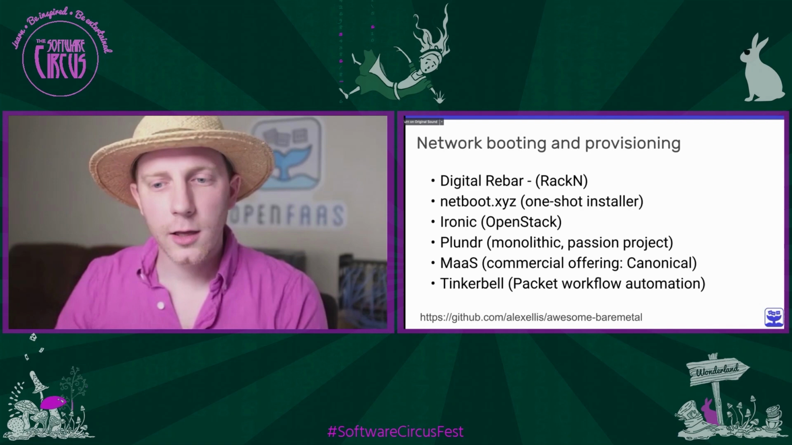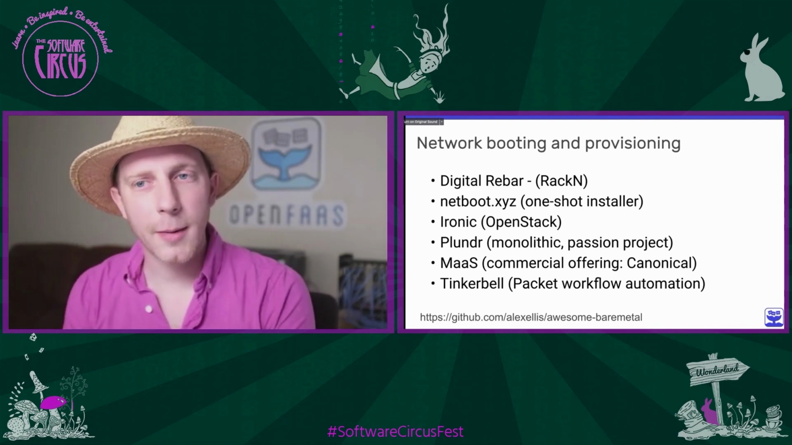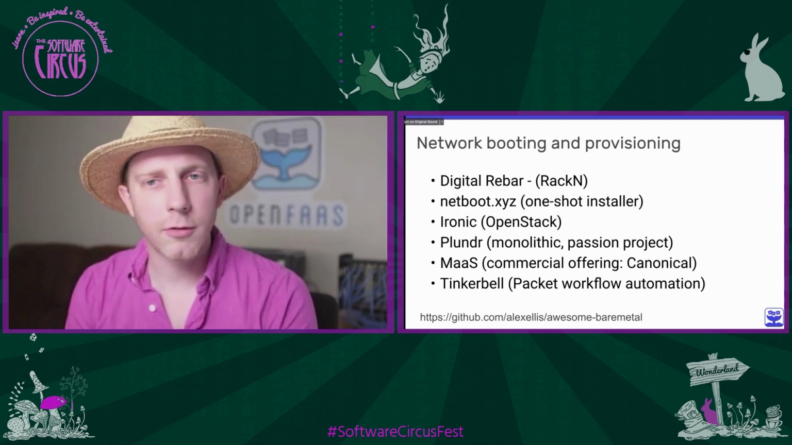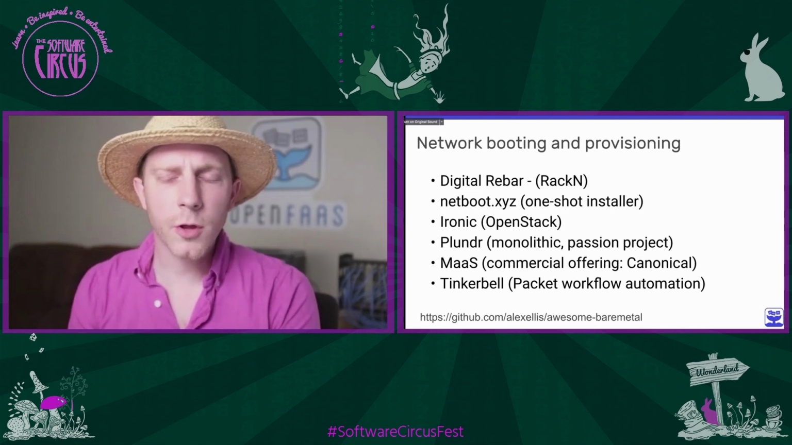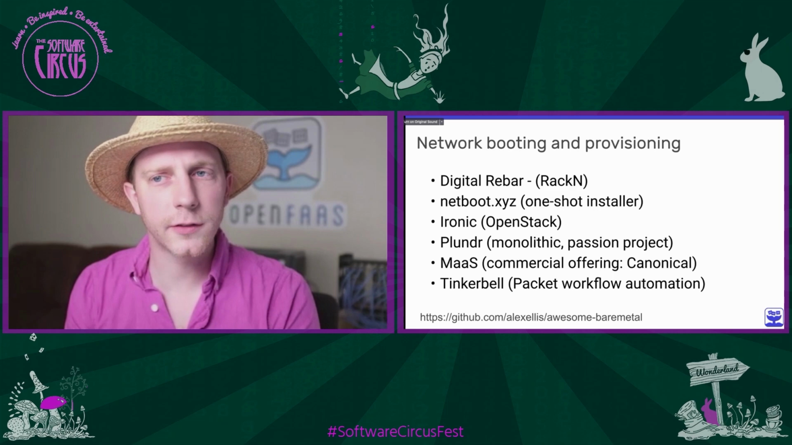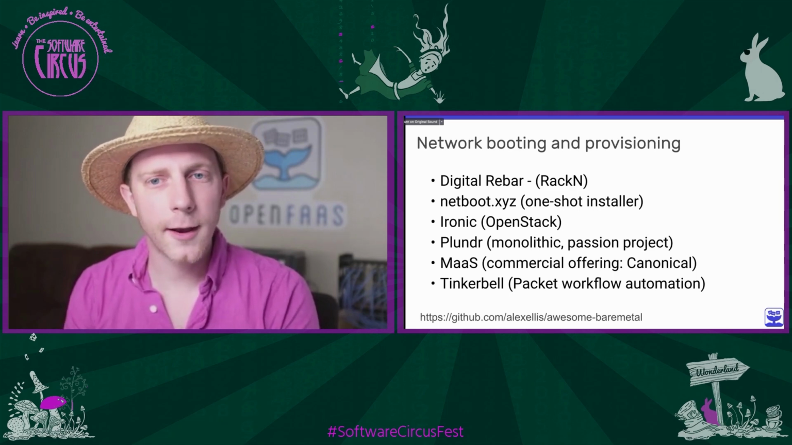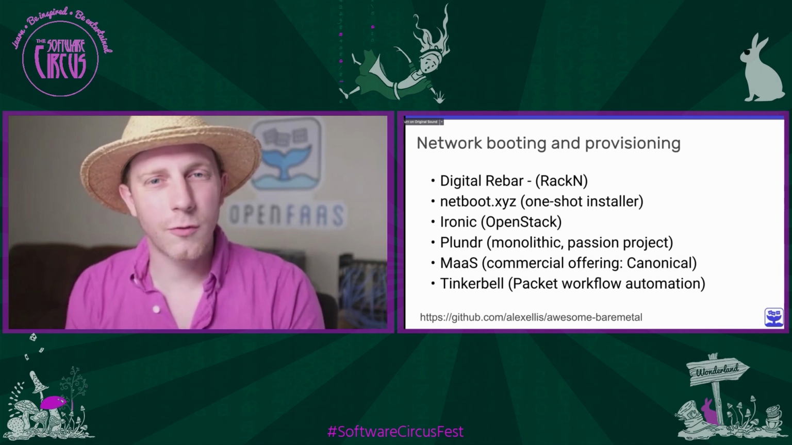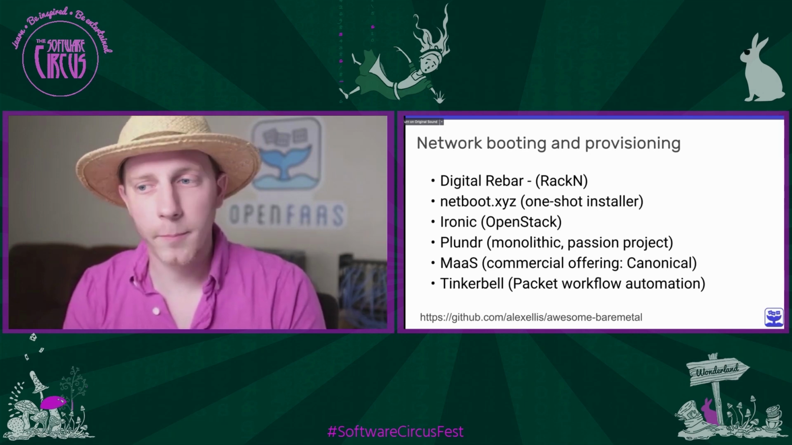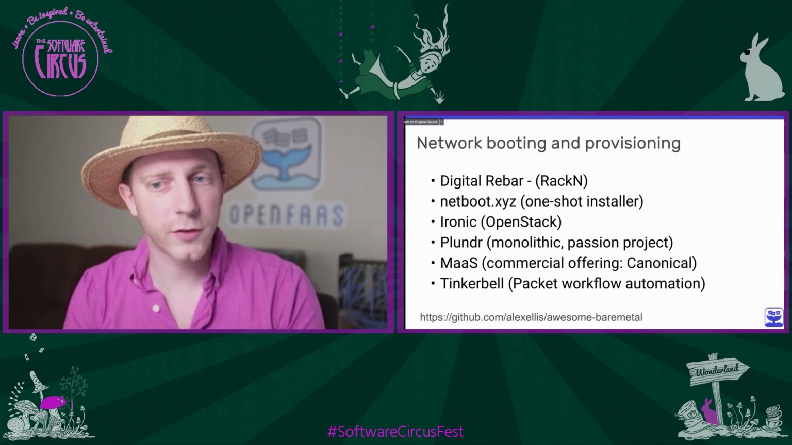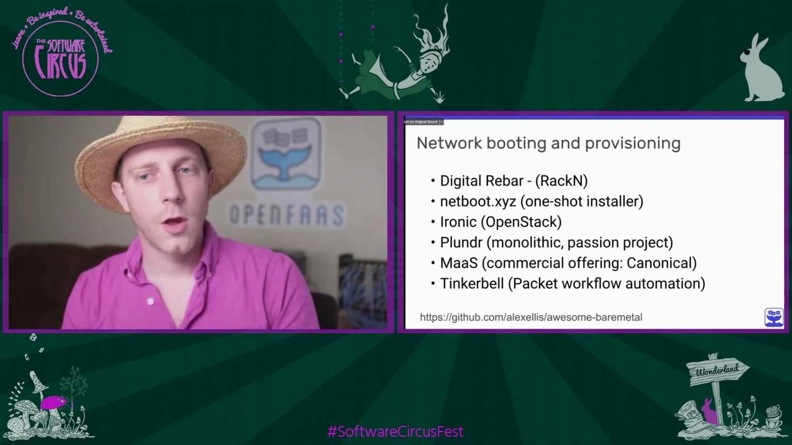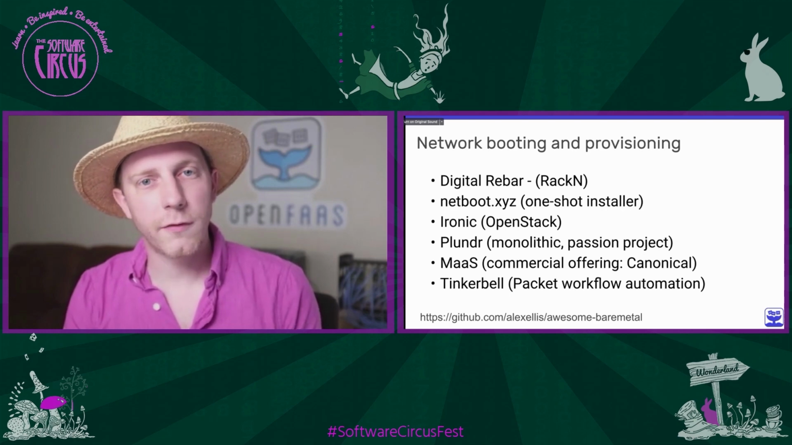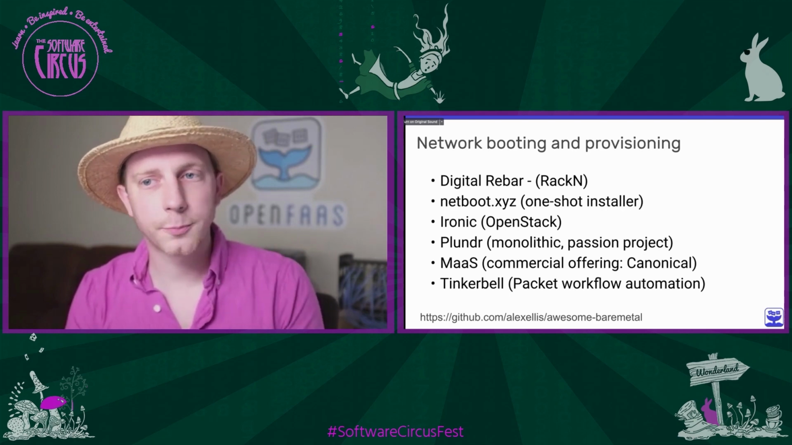Now, there's a GitHub repository I put together called Awesome Bare Metal, and this was really sourced from the community, and it's a curated repo. Some of the most famous projects at the moment are things like Digital Rebar from RackN, Ironic from the OpenStack Foundation. OpenStack's got a really rich pedigree of this kind of thing. Canonical built out a service called Metal as a Service. And most recently, we have Tinkerbell from Packet, which is really focused on automating all of this as well.